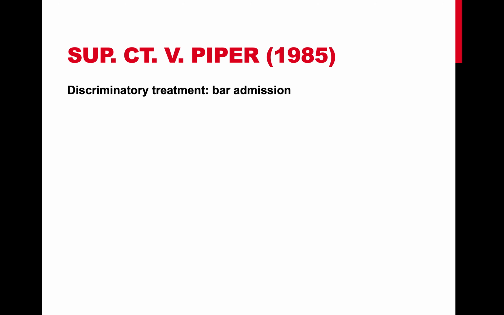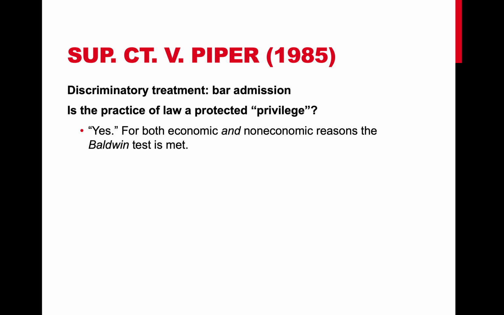So using the test that we saw in the Baldwin case, is the practice of law a protected privilege? Or, as the court phrases it in the middle of page 381, is the practice of law a fundamental right within the meaning of Baldwin versus Montana Fish and Game Commission? So the court essentially says yes. On page 382, the court says yes, for both economic or commercial and non-commercial reasons, the Baldwin test is met.